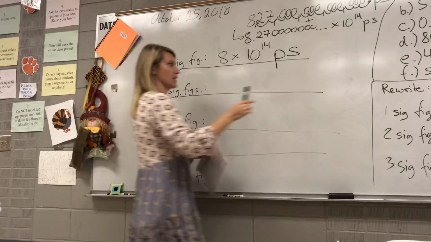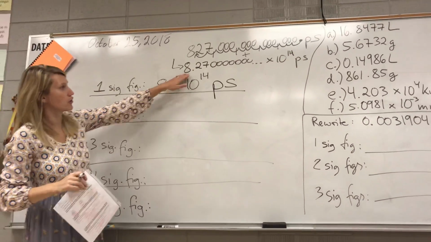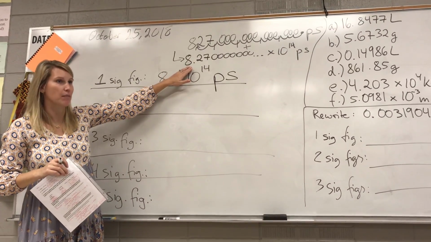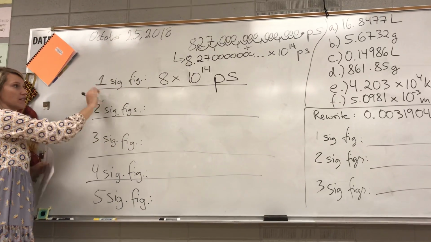So remember, the imaginary decimal is at the end. You have to move it until after the 8. That first number needs to be anywhere between 1 but less than 10, and 8 is within that range of 1 to 10. So one significant figure, perfect.